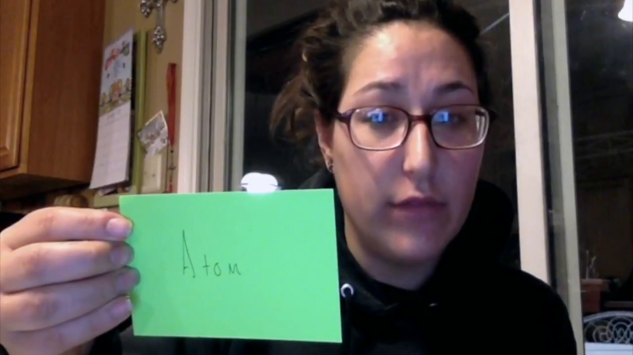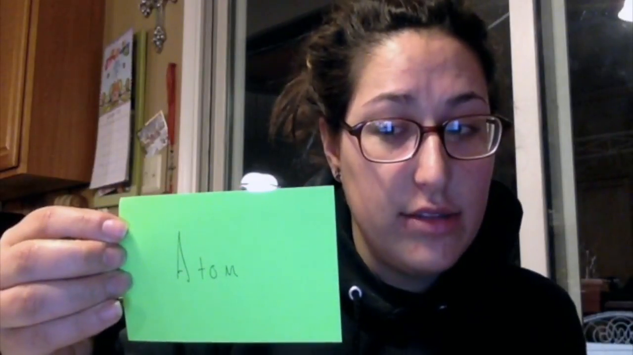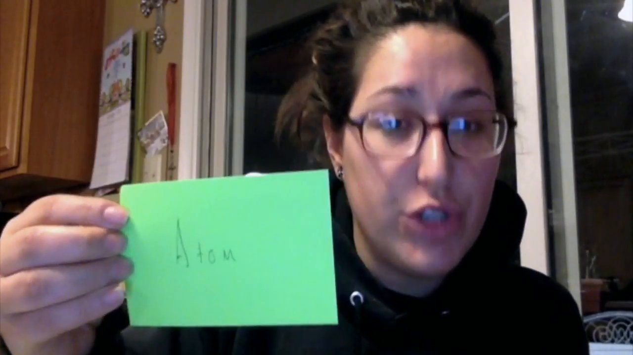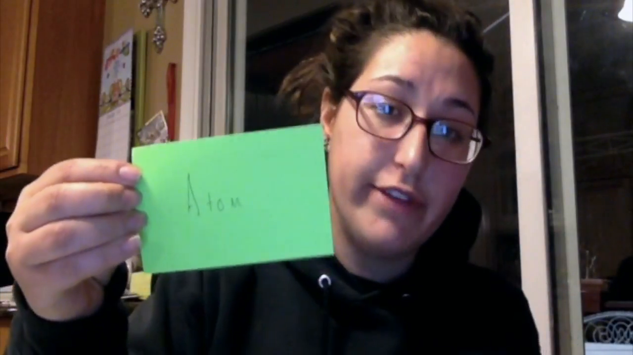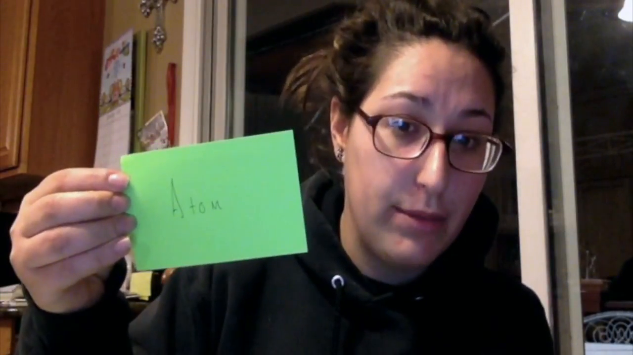Atoms, yay! Anyways, atoms are our most basic unit of life. It's our chemical element of life. It's made up of neutrons, which have no charge, protons, which have positive charges, and electrons, which have negative charges. Three things that make up an atom. Next, we have molecules, and molecules are a group of atoms that have bonded together.